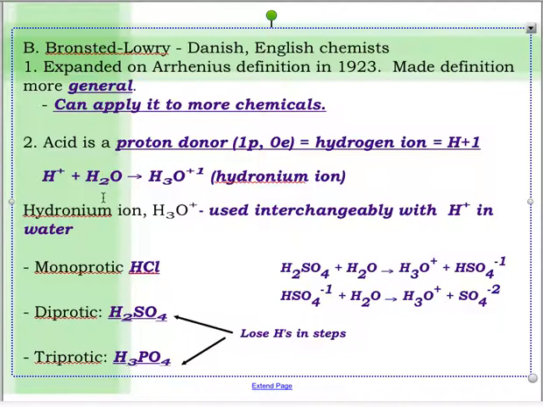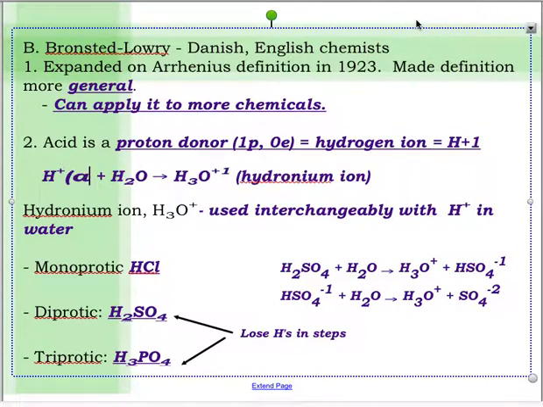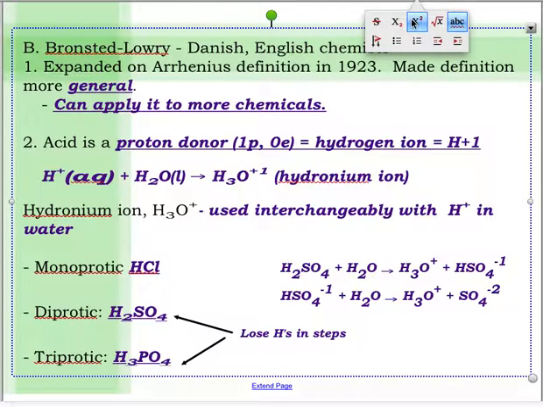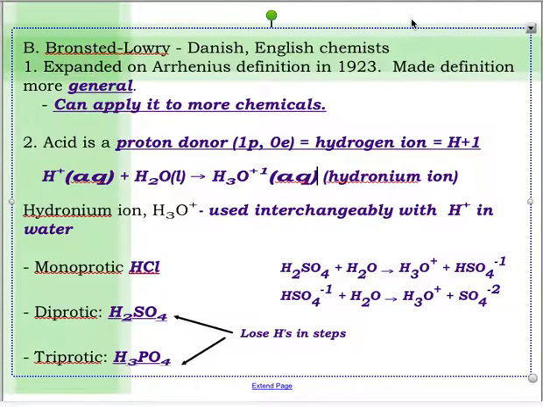Another thing that Bronsted and Lowry talked about is the idea that typically a hydrogen ion will actually react with water. So you want to think of this guy, the hydrogen ion, as aqueous, and then it's going to react with water that is a liquid, and it's going to form a hydronium ion, which would be aqueous. So sometimes people will refer to it as the hydrogen ion, and sometimes they'll refer to it as the hydronium ion. And honestly, it's just the same thing.